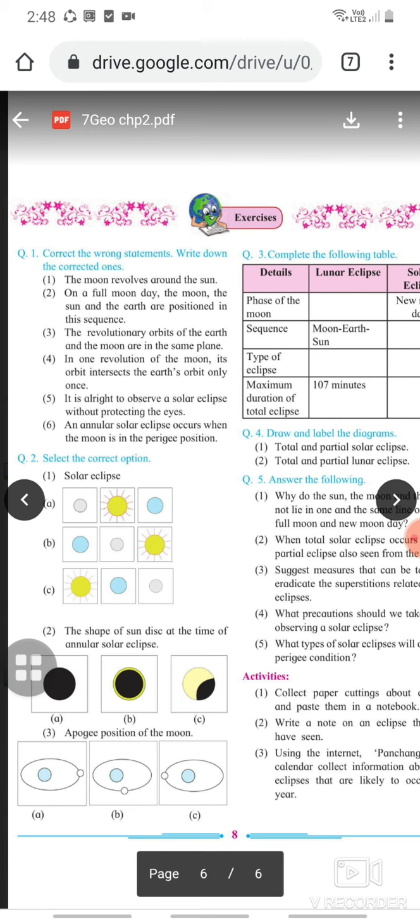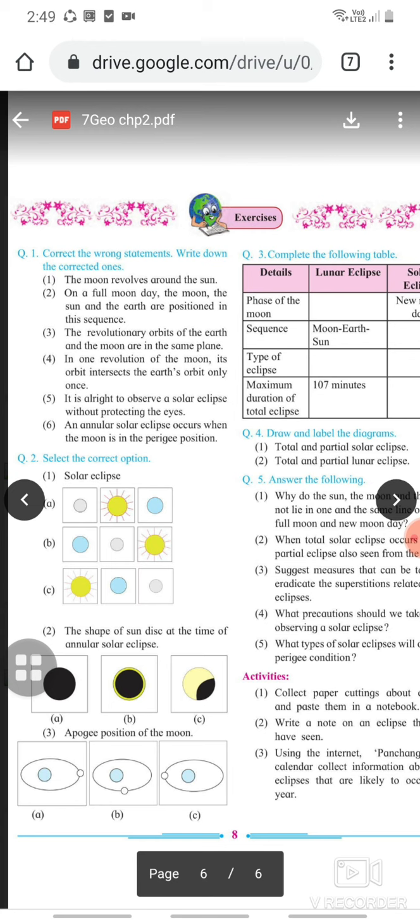The second is on a full moon day, the moon, the sun, and the earth are positioned in this sequence. This sequence means the first is the moon, the second is the sun, and the third is the earth on a full moon day. Third is the revolutionary orbits of the earth and the moon are in the same plane. Next is in one revolution of the moon, its orbit intersects the earth's orbit only once.